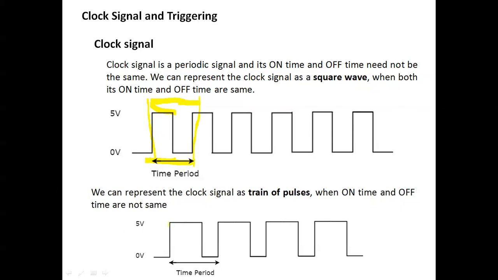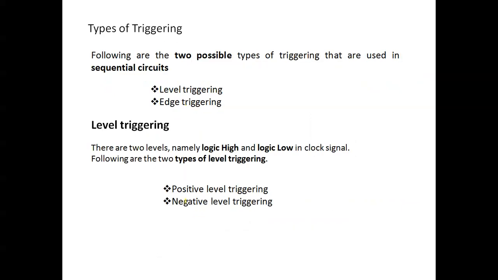Another type of clock is the train of pulses. Here the on time and off time are not the same. The on time is the maximum period and the off time is the minimum period, so this is like a train of pulses.